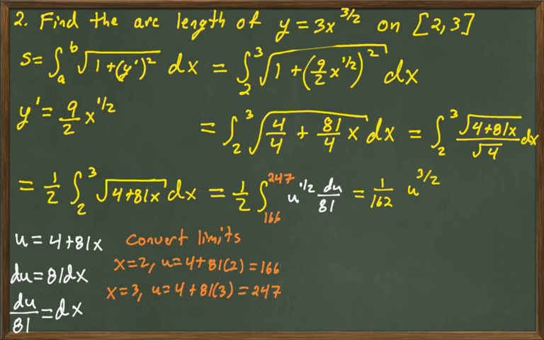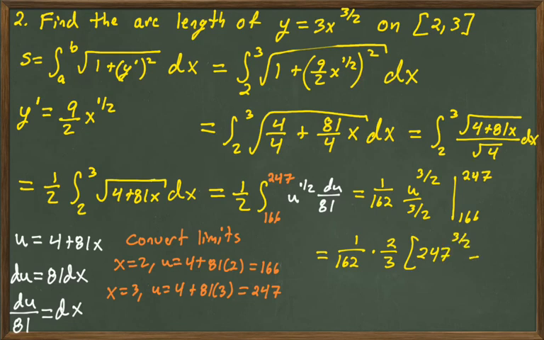Then we integrate, and that's going to be u to the 3/2 divided by 3/2. We're going to evaluate that from 166 to 247. It's going to be 1/162 times 2/3 because we flip the 3/2 that we're dividing by. Okay, and so we're going to get 7.1735 units there.